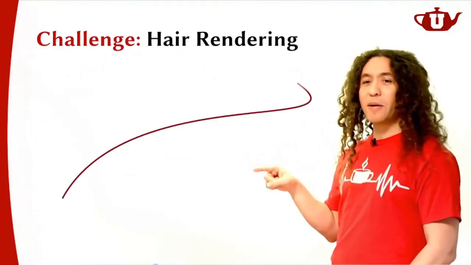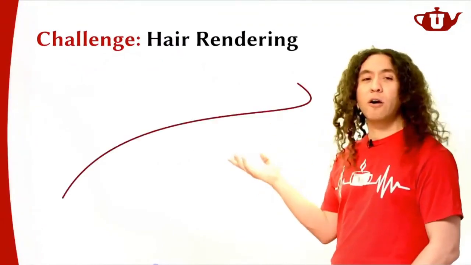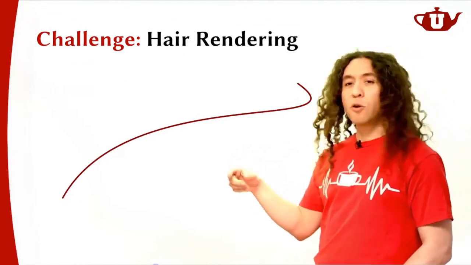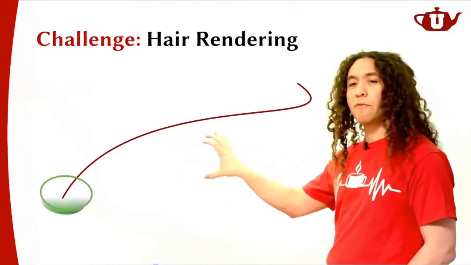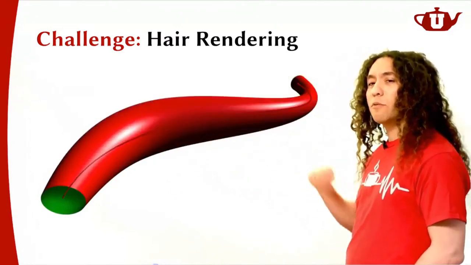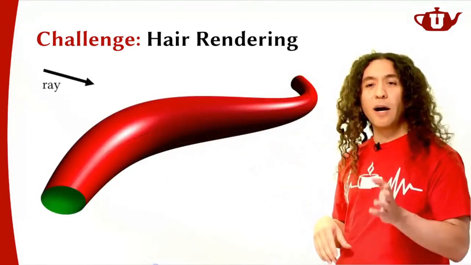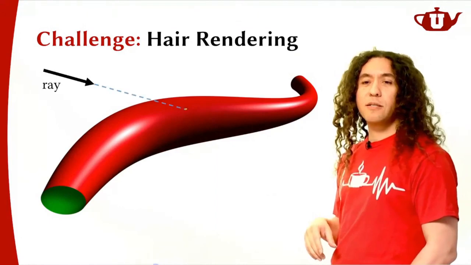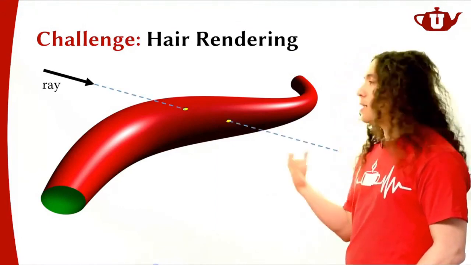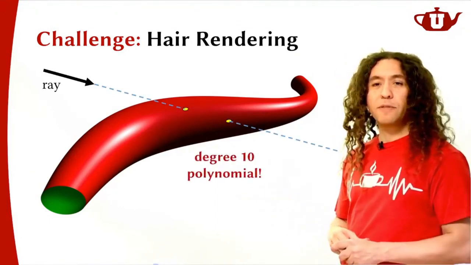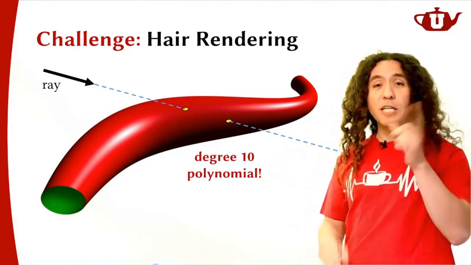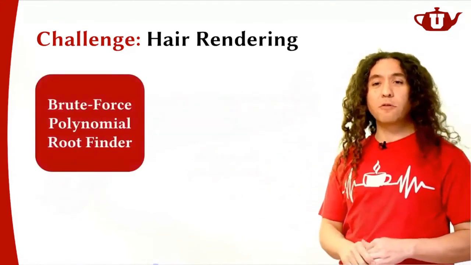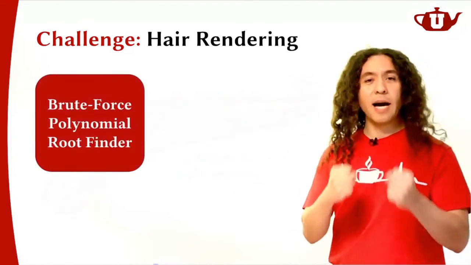So for hair rendering, we have a curve, let's say a cubic curve, and I'm going to have a circle that defines the size of the hair. I move this circle around, forming a tube like this, and I'm going to find ray intersections with this tube, which ends up being a polynomial of degree 10. So I need to find the roots of this degree 10 polynomial. For this problem, we're going to use our brute force polynomial root finder and see how well it does.